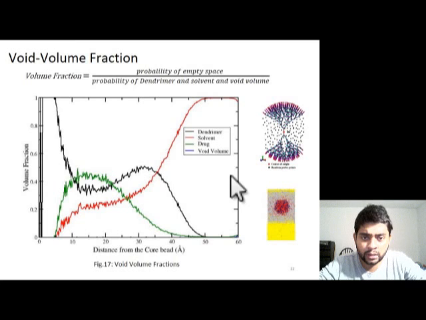The void volume fraction means how much empty space there is, over collecting 1000 probe points. We plot void volume fraction versus distance from core to outside of the dendrimer. You can observe here in red the void volume fraction is very negligible.